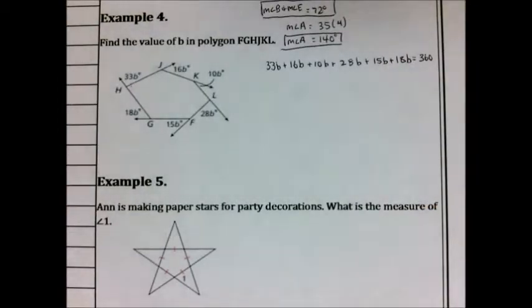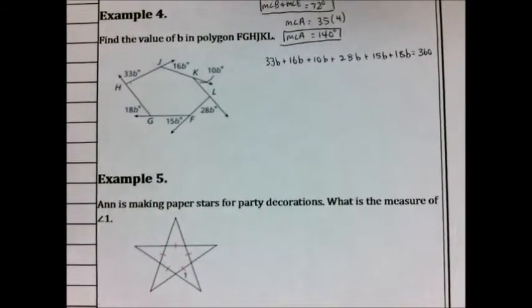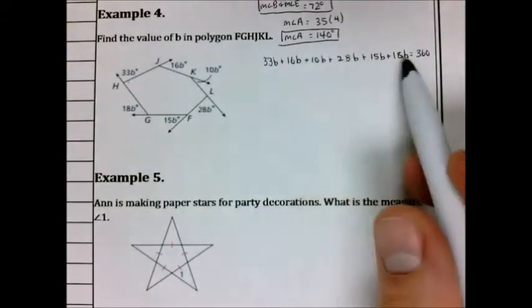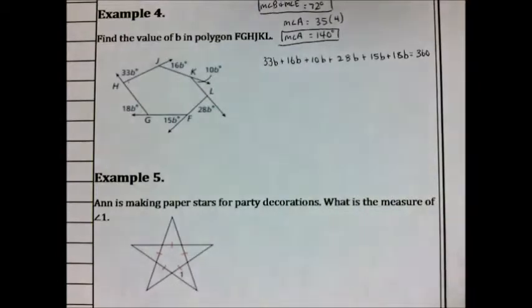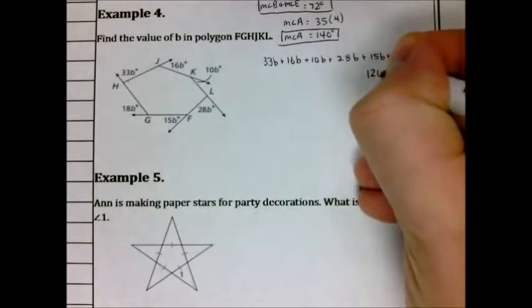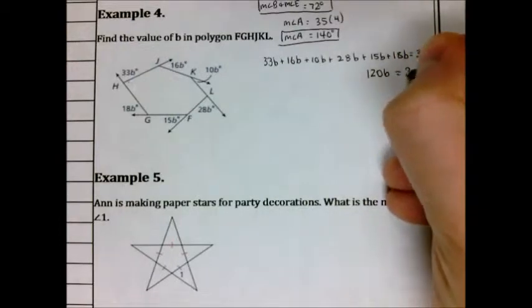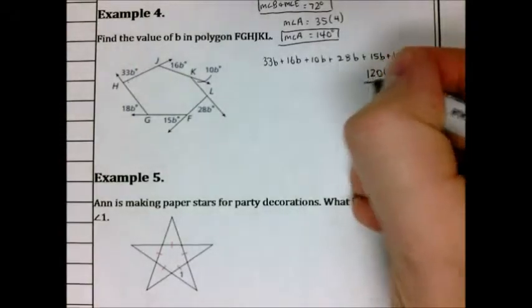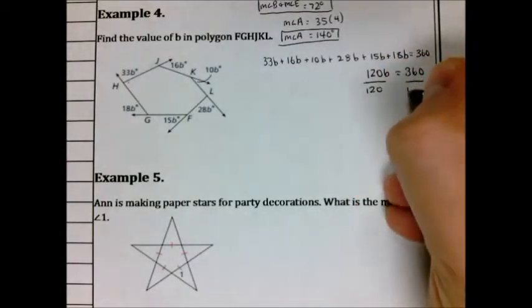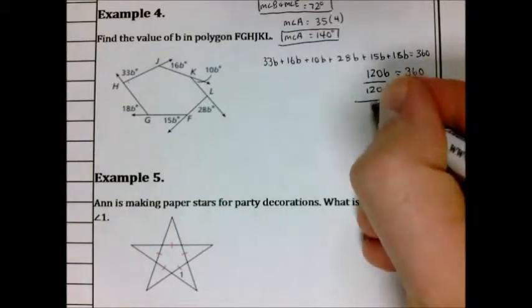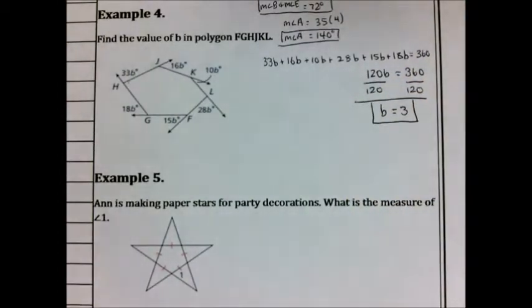360. Okay, so this is a super long equation. It's not difficult, but it's a long equation. All of these here are going to add up. You could add them up on paper, or you could put them into your calculator. All of them are going to add up to be 120B. 120B is equal to 360. And we can already tell this is going to be pretty easy, right? All we have to do is divide 120 on both sides, and B is then going to equal 3. So find the value of B. B is equal to 3.